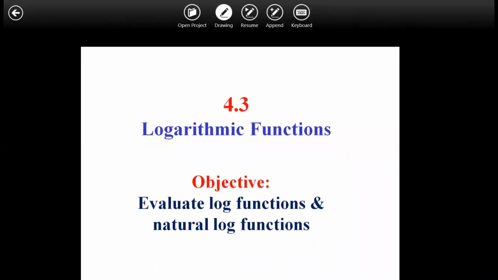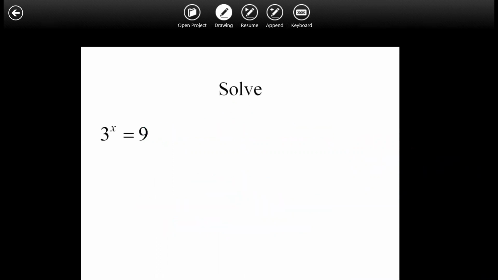Looking at logarithms and functions, we're going to evaluate log functions and natural log functions. So we want to be able to go back and forth between them. Now, you don't need to copy this down. But looking at these different types of exponentials, can you solve for x just by looking at these basic types? What would be the basic type for our first one?